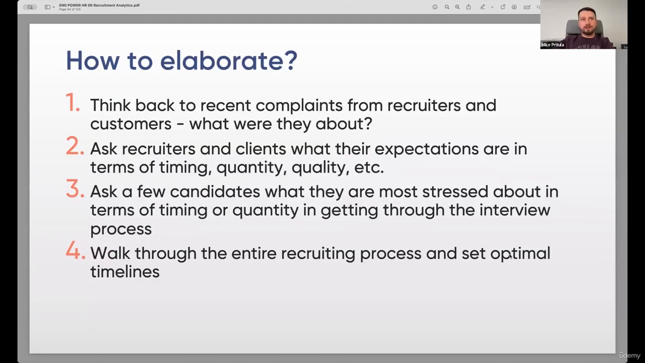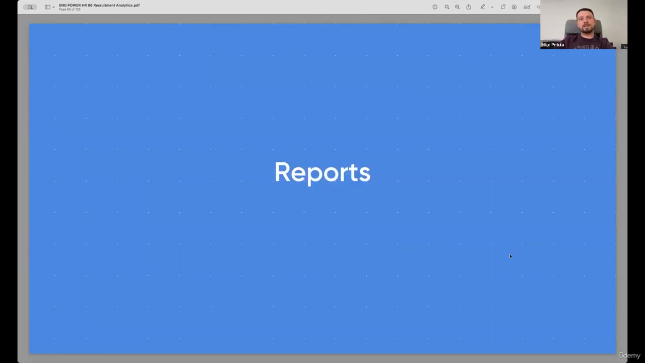How to elaborate? Think back to recent complaints from recruiters and customers. What were they about? Ask recruiters and clients what their expectations are in terms of timing, quantity, quality, maybe budget, and others. Ask a few candidates what they are most stressed about in terms of timing or quantity in getting through the interview process. Walk through the entire recruiting process and set optimal timelines.